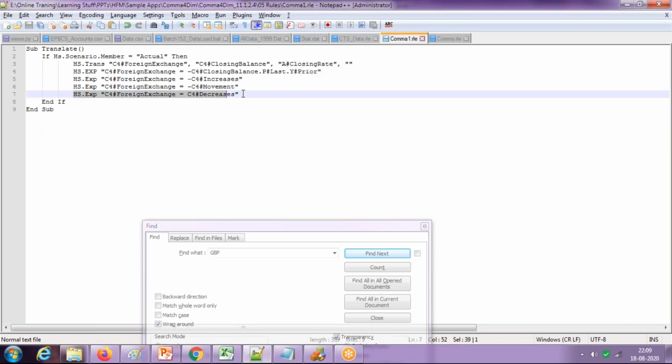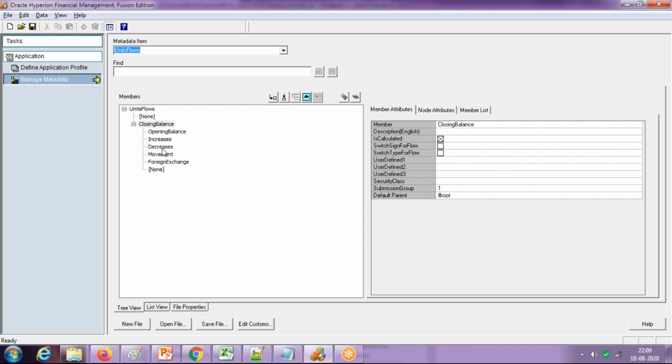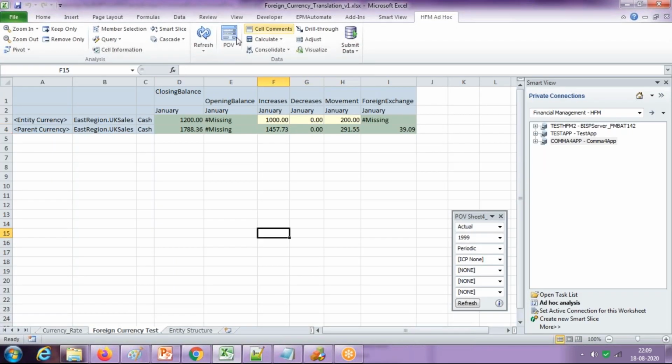So foreign currency exchange expression decreases, but decreases is a plus. Here you apply for decreases switch sign for flow, so automatically plus becomes minus. Whatever number I input becomes negative automatically. Okay, now let me put 300 over here and save. And once again I run currency exchange rate. This becomes 29.32. How did you get it?